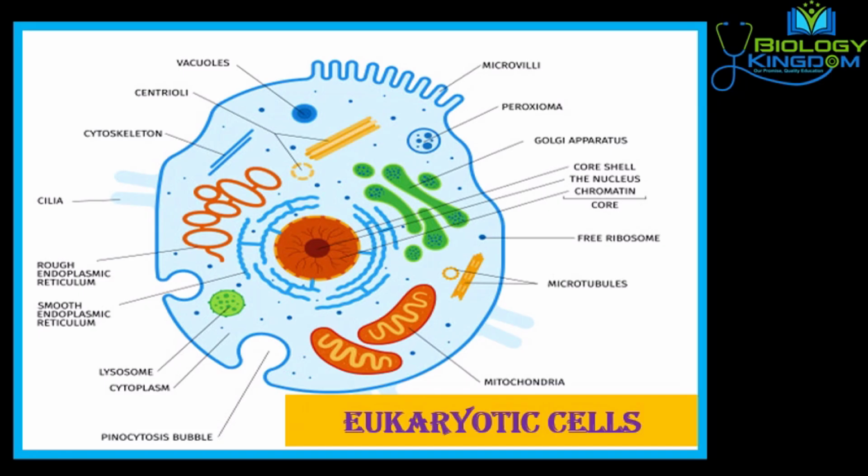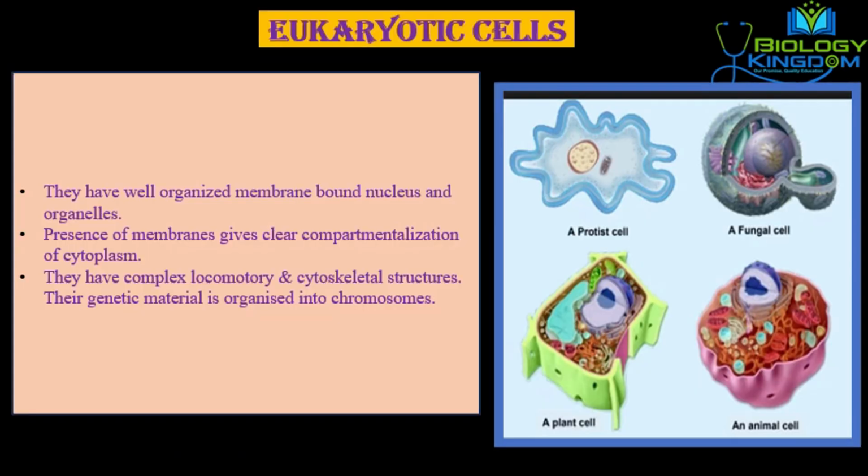Now let's move on to eukaryotic cells. This is the structure where we have many cell organelles enclosed inside the eukaryotic cell. The basic difference between eukaryotic and prokaryotic cells is that they have a well organized membrane bound nucleus and organelles. The presence of these membranes gives clear compartmentalization of the cytoplasm. They have complex locomotory and cytoskeletal structures, and their genetic material is organized into chromosomes.